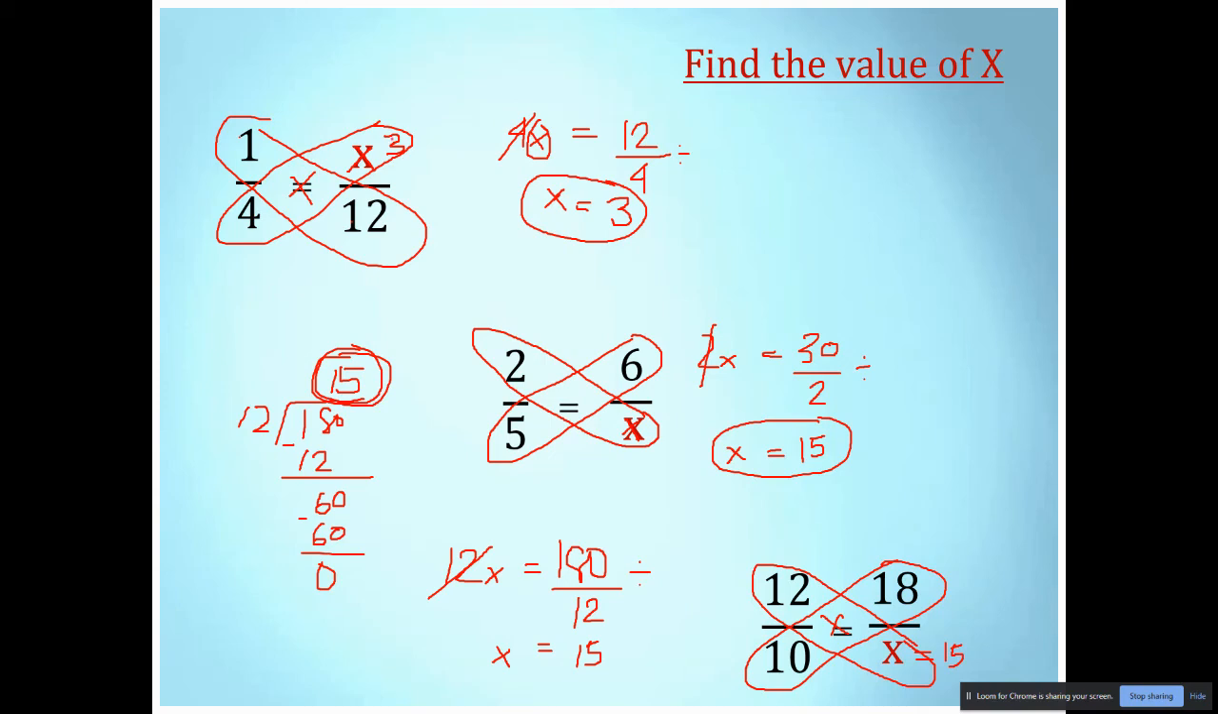4 times 3 is 12. Let's see if they are equal. 1 times 12 is 12. Then that means your answer is correct. Okay? Same with this one.